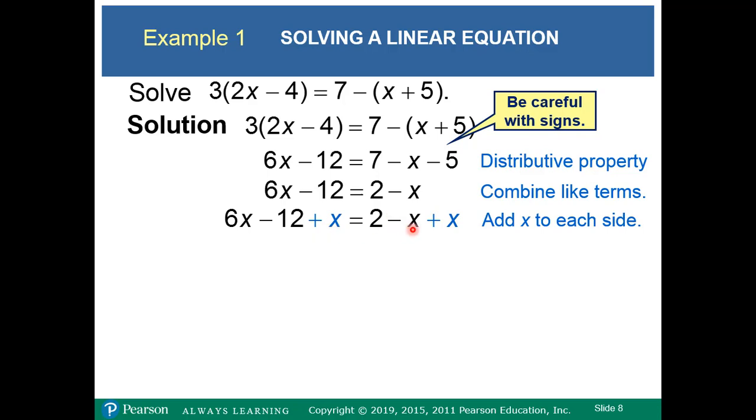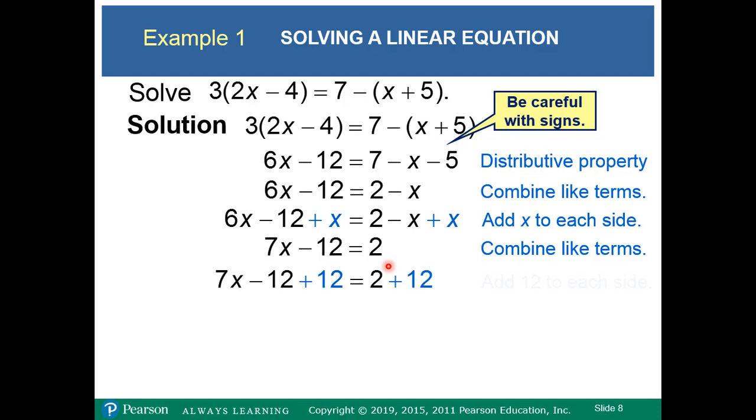And then whatever we do to one side of the equation, we have to do to the other side of the equation, because we don't want to change the equation, right? So we want to add the same thing to both sides. So then we get this, right? Then this x adds with this x, and we get 7x minus 12 is equal to 2. So now we want to move this over here. So we're going to add 12 to both sides.